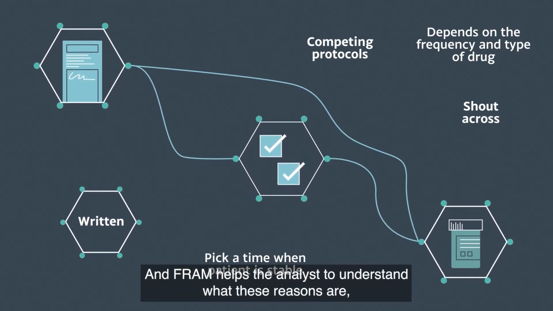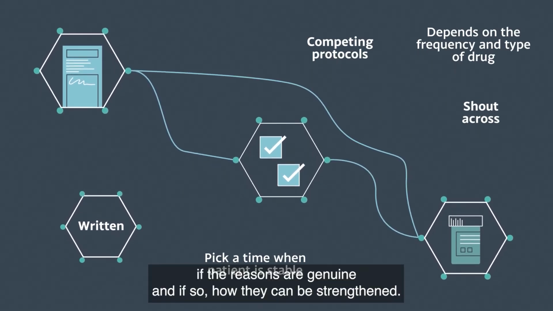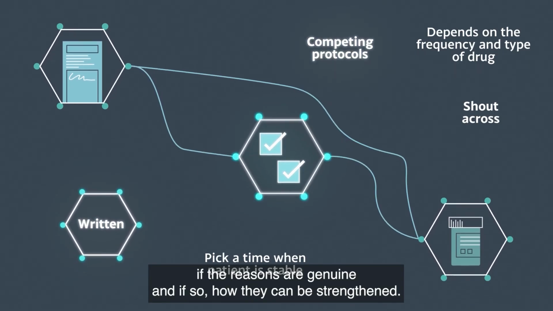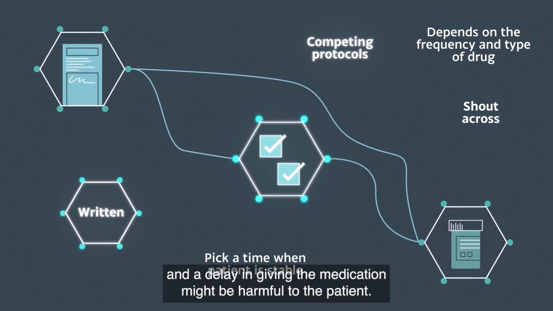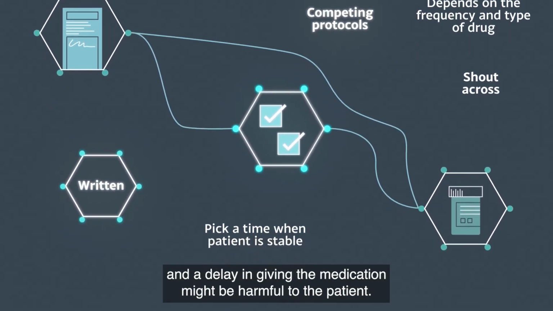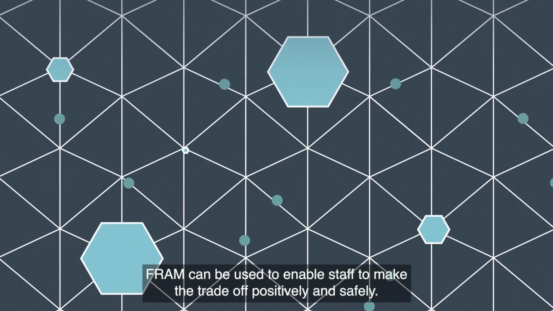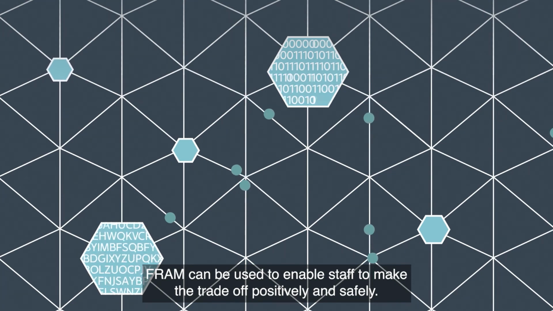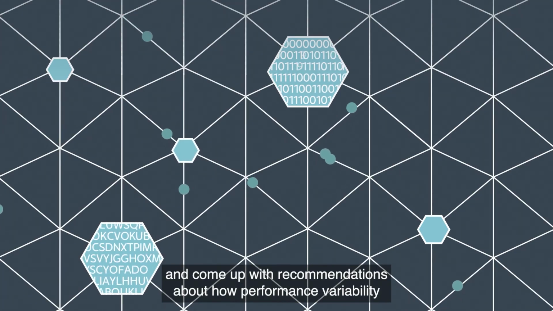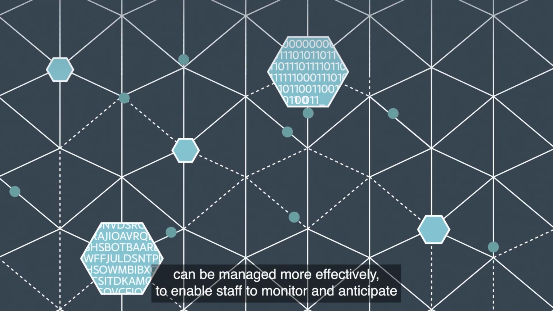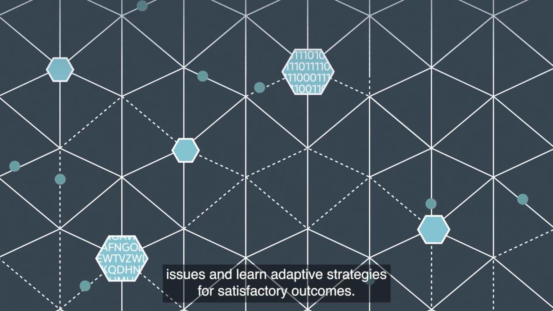And FRAM helps the analyst to understand what these reasons are and allows them to decide if the reasons are genuine, and if so, how they can be strengthened. A genuine reason might be that a doctor is too busy to write a prescription, and the delay in giving the medication might be harmful to the patient. Once information about this kind of adaptation is unlocked, FRAM can be used to enable staff to make the trade-off positively and safely. And to come up with recommendations about how performance variability can be managed more effectively, to enable staff to monitor and anticipate issues and learn adaptive strategies for satisfactory outcomes.